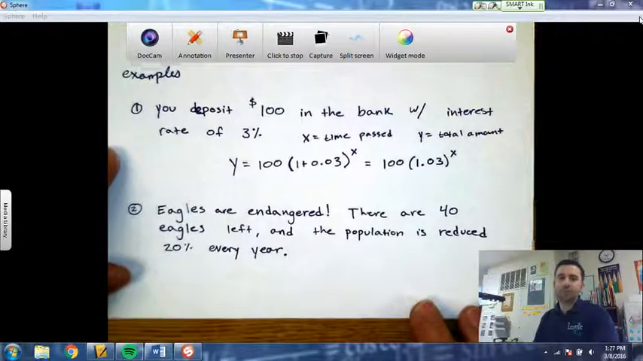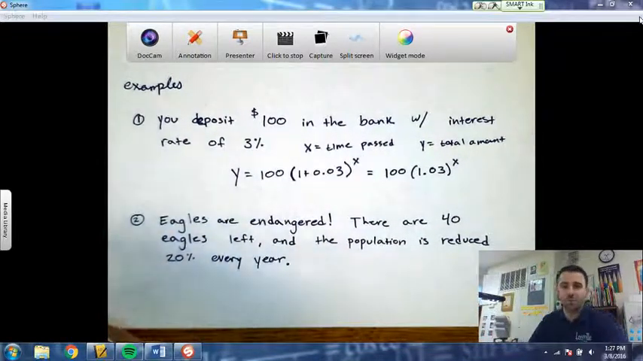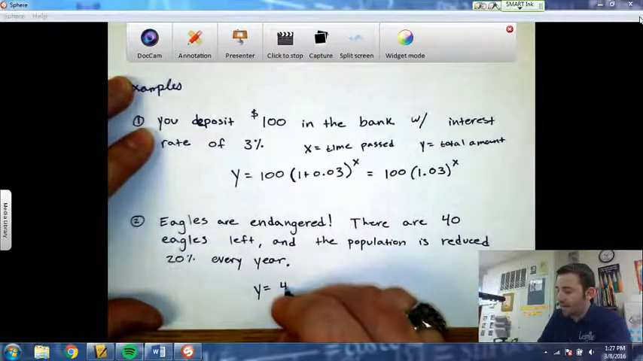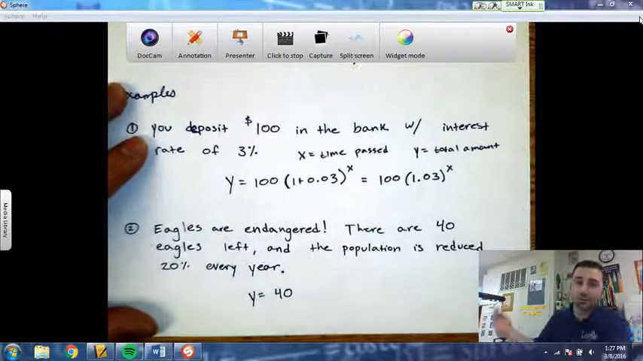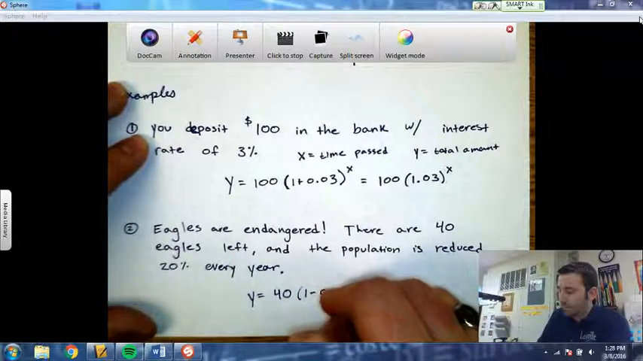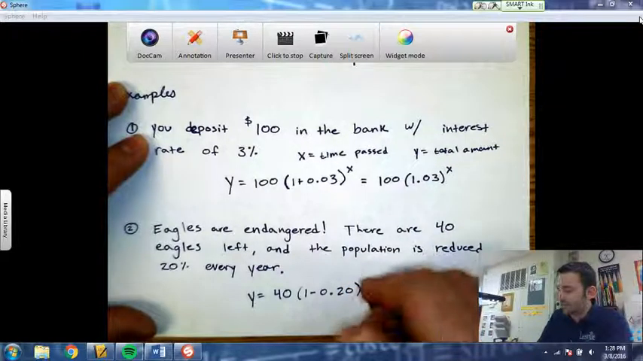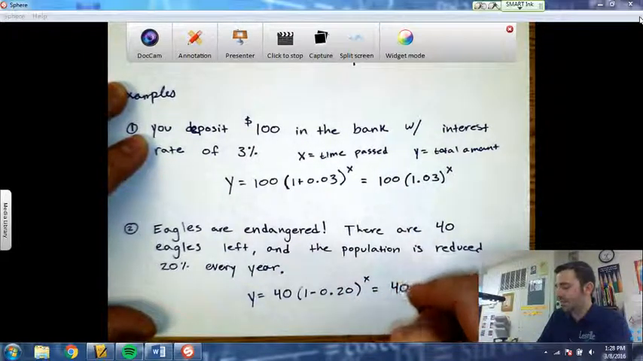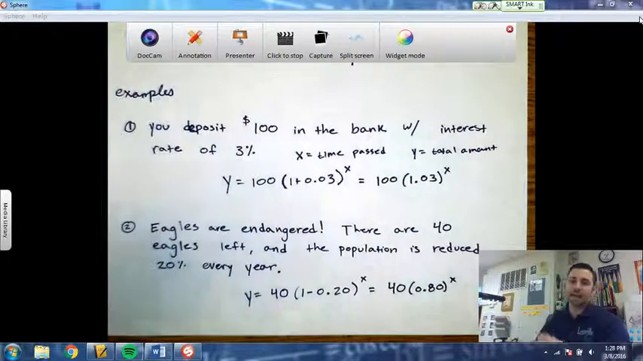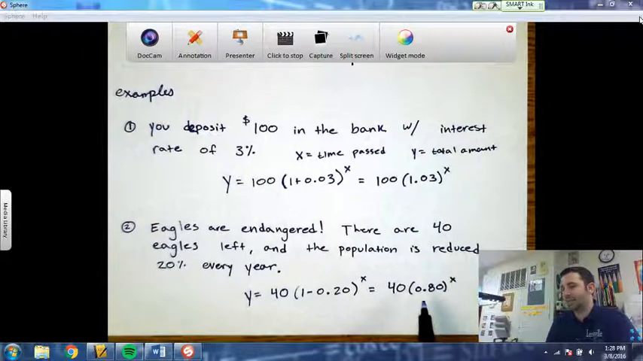The next one, eagles are endangered. There are 40 eagles left and the population is reduced 20% each year. So again, I start with an initial value, which is 40 eagles. If I'm reducing 20% each year, that's a decay. 1 minus the rate, and I'm going to write that rate as a decimal, raised to the x. And again, this can be simplified. So notice this shows us that even though I'm decaying by 20%, that's telling me that each year I'm at 80% of that value from the previous year.